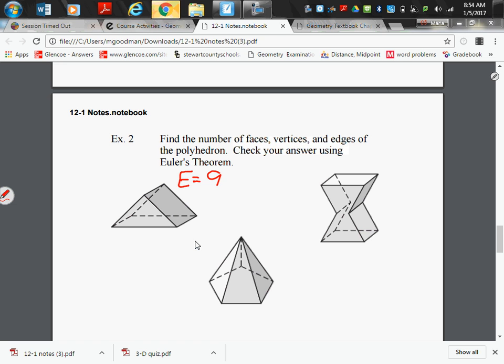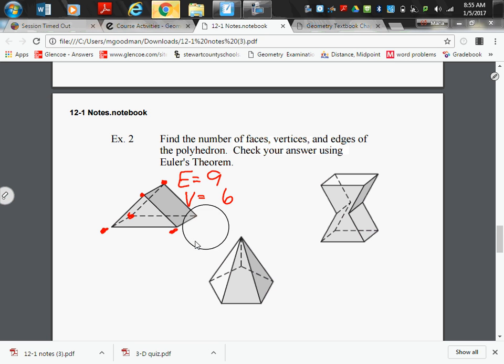Good. Now, the next thing I think it's easy to count is your points, your vertices. How many vertex you have? Because you can see them. There's one right there, one there, one there, one there, and one there. So it's right where those lines come together to make a point. That's your vertex. So how many vertices do we have? 6. Good.